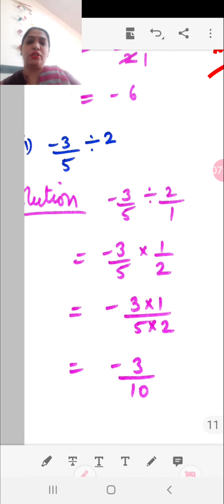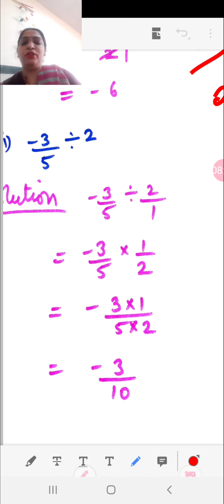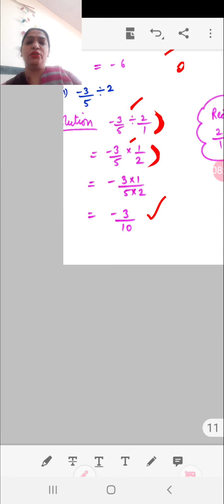Now next question is minus 3 upon 5 divided by 2. Now remove this symbol divide. If we are removing the symbol divide, it will become multiply and reciprocal of this number. What is the reciprocal of 2 upon 1 is 1 upon 2. Now in the case of multiplication, we have to multiply the numerators, that is 3 1s are 3, 5 2s are 10. Multiply the denominators, so it will become minus 3 upon 10. So I think it is clear to you.